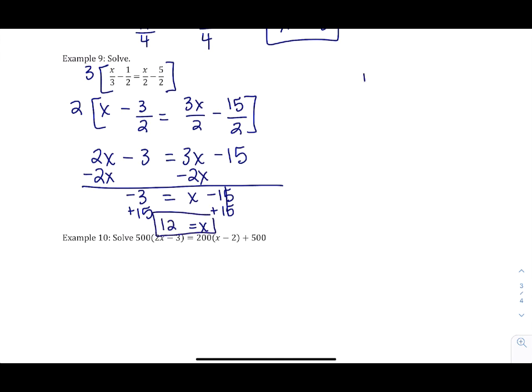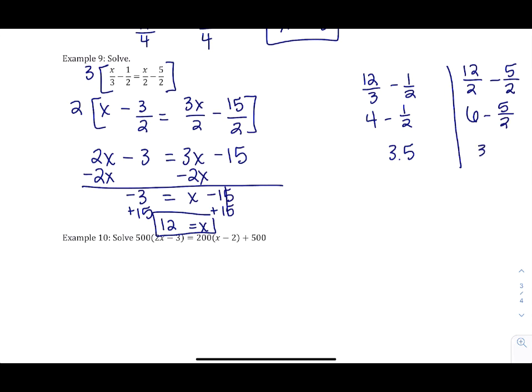I can check that answer, 12 over 3 minus 1/2. That's 4 minus 1/2, which is 3.5. And 12 divided by 2 minus 5/2. That is 6 minus 5/2, which is also 3.5.